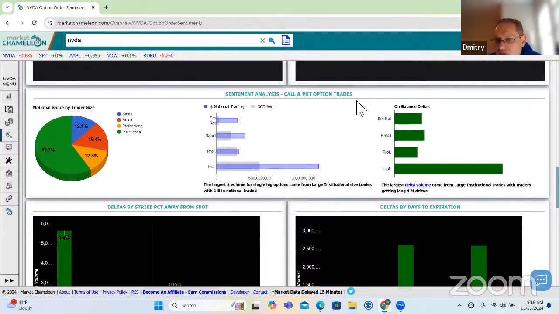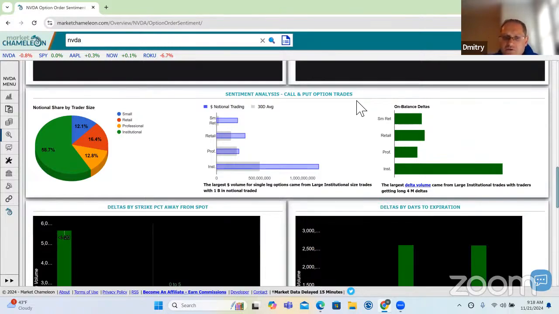So what we did was create 4 different buckets. We create the very small trade, retail trader. Then we get the retail trader that is not necessarily small, like 1 to 10 lot, but still retail size.